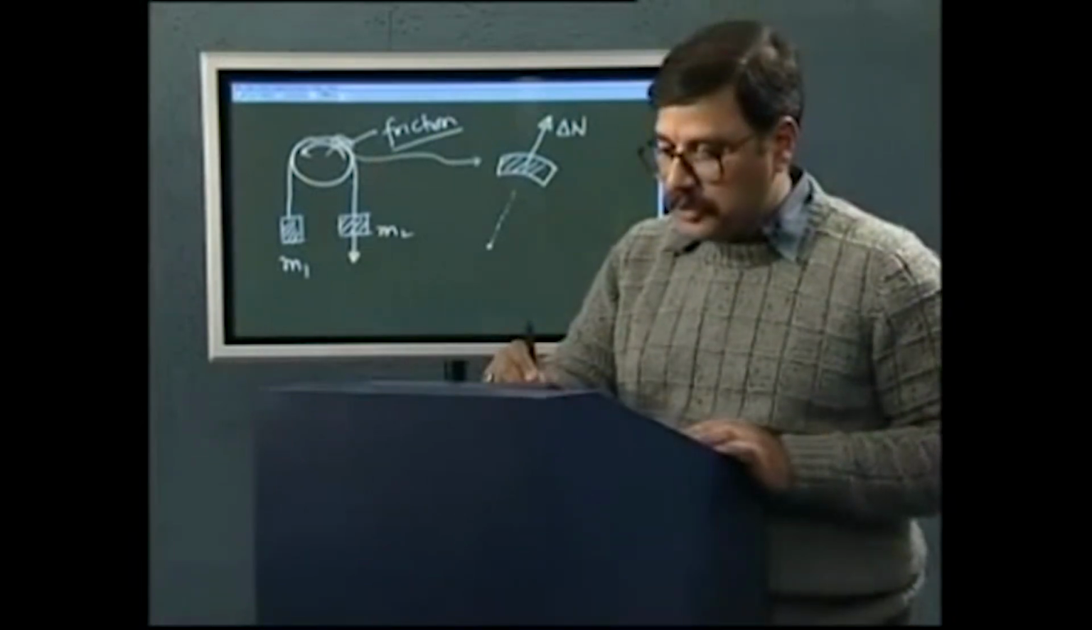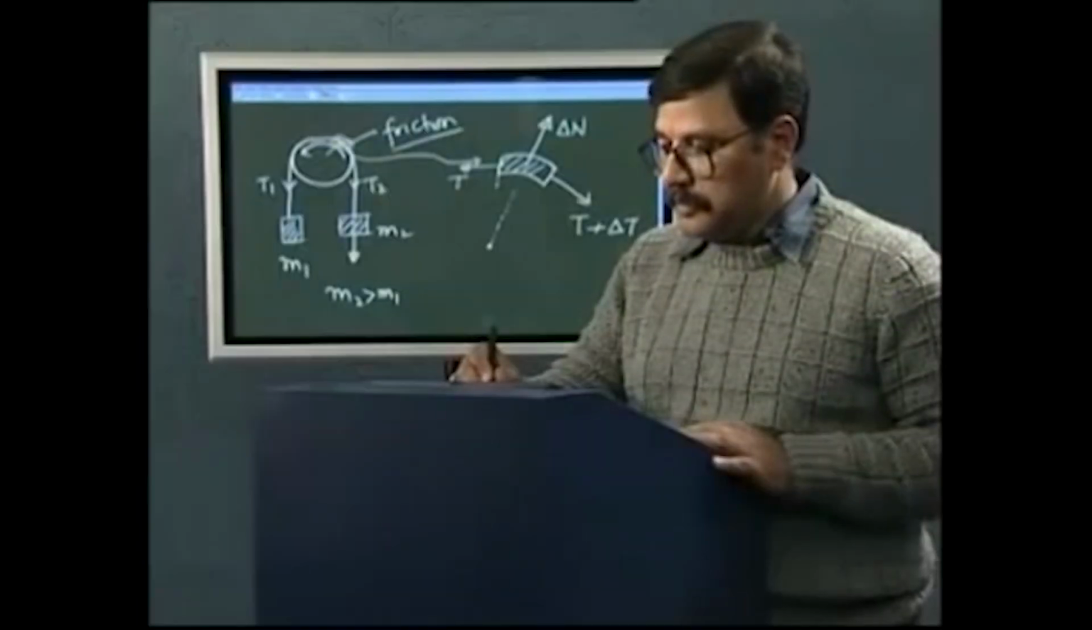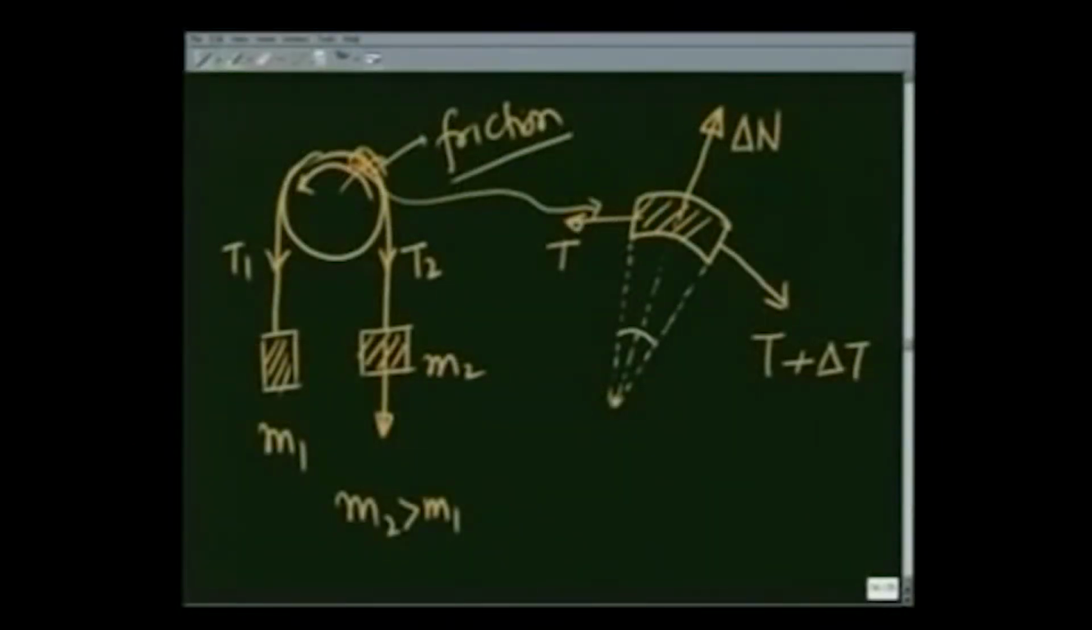Since the tension on this side, T2, is going to be greater than T1 because m2 is greater than m1, the tension increases this way. Let this tension be T plus delta T. Let the tension on this side be T. Let this small piece of rope make an angle delta theta at the center of the fixed pulley.